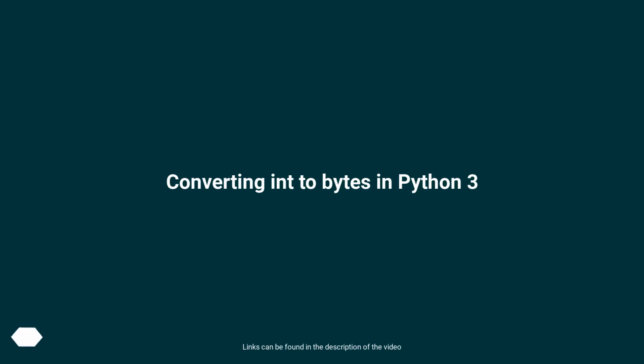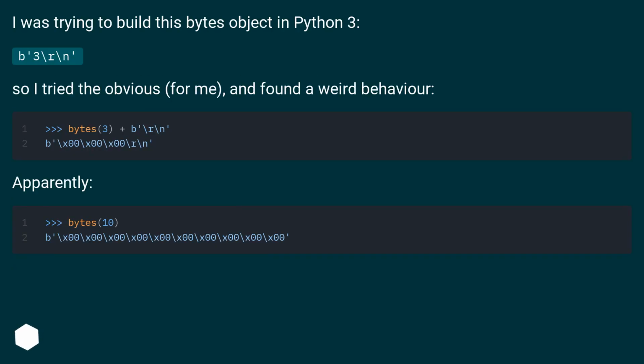Converting int to bytes in Python 3. I was trying to build this bytes object in Python 3: b'3\r\n'. So I tried the obvious, for me, and found a weird behavior.